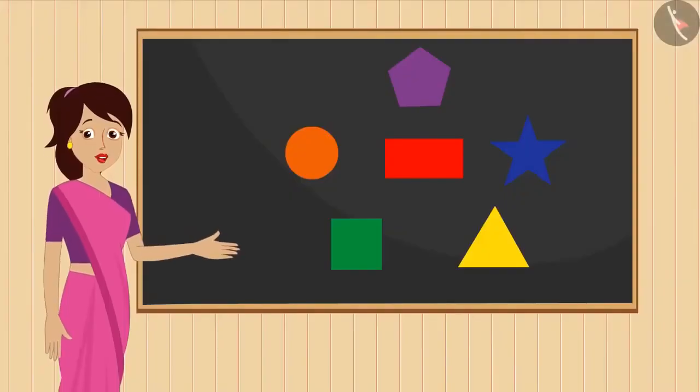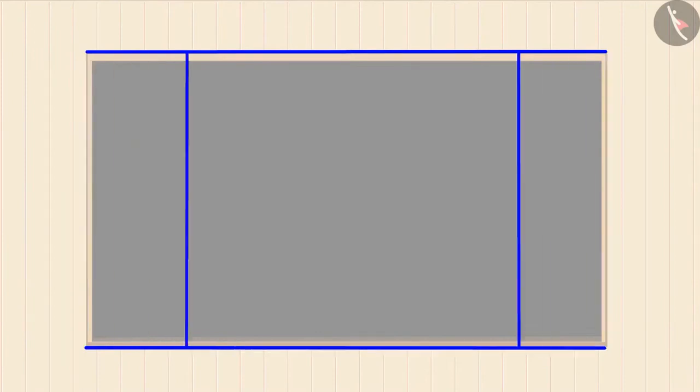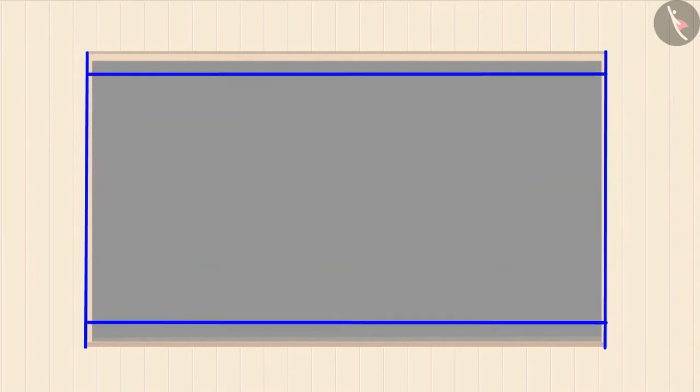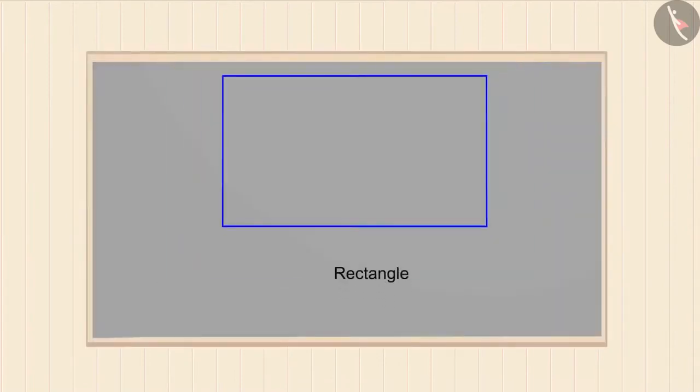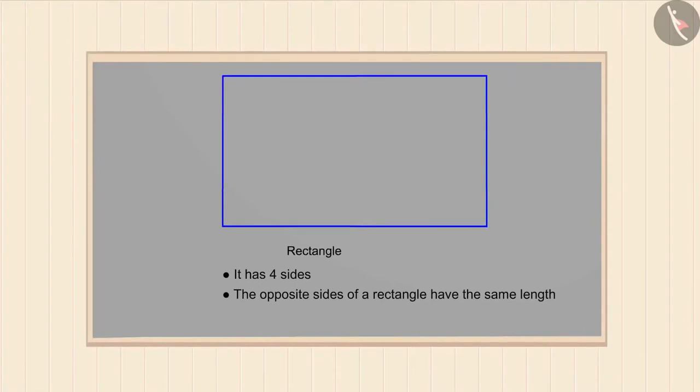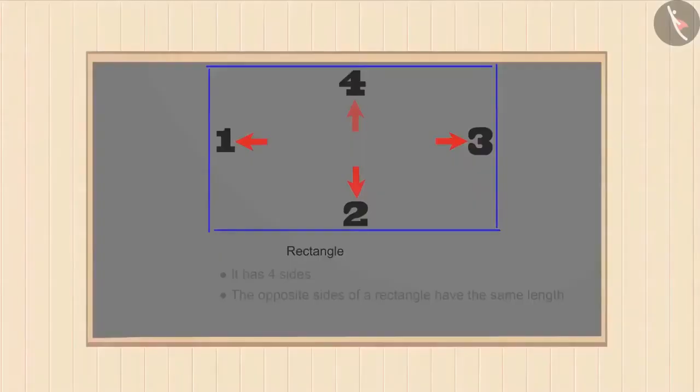Students, so can you identify the shape of this blackboard? If you observe this blackboard carefully and trace the 4 sides of the blackboard with the help of a chalk on the wall, which shape will you get? You can see that the length of the traced figure is same and the width is also same. So this is a rectangle. A rectangle is a shape which has 4 sides and the length of its opposite sides are the same.